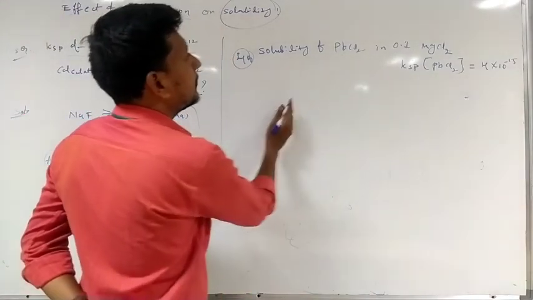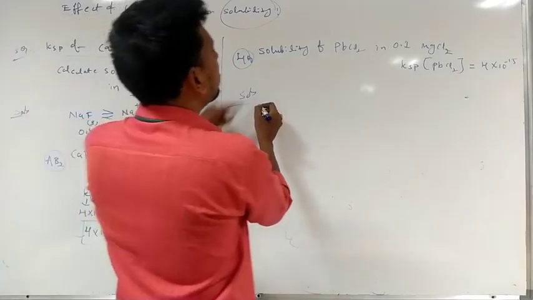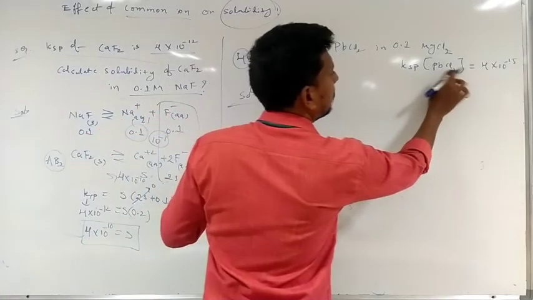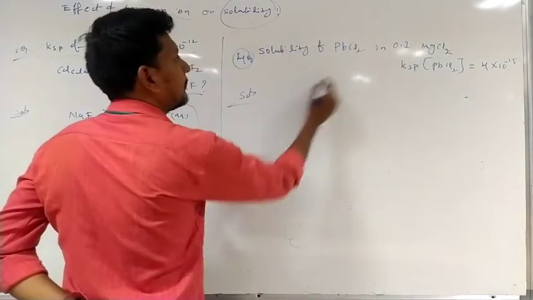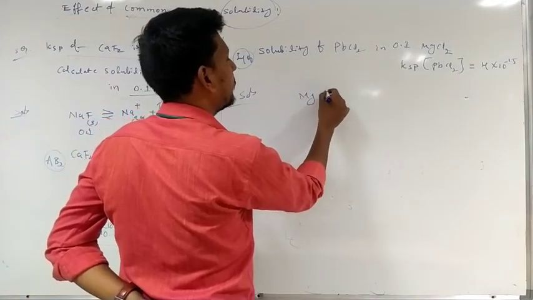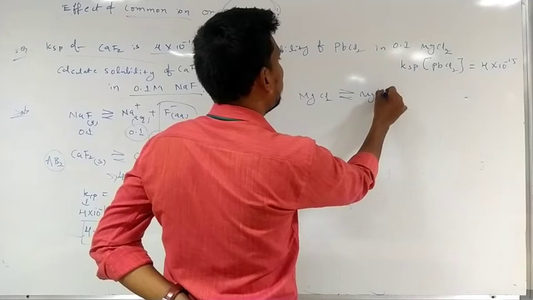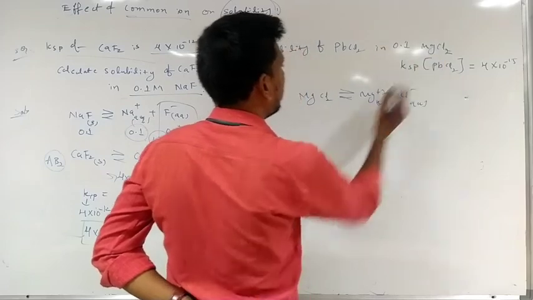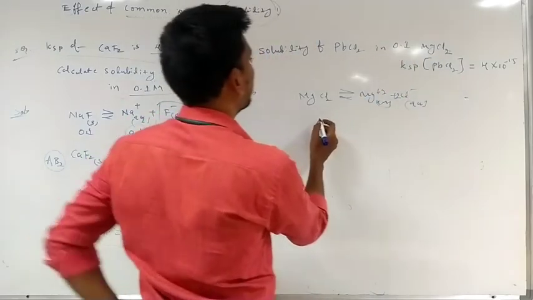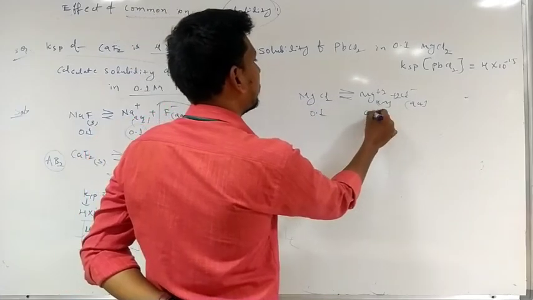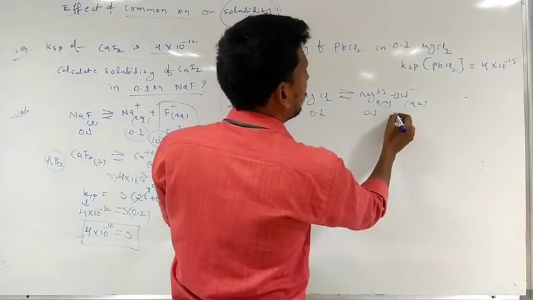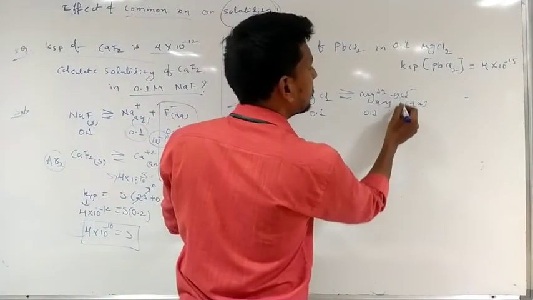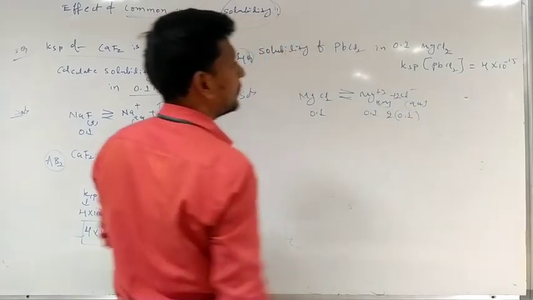The next problem: solubility of PbCl2 in 0.1 M MgCl2. The Ksp of PbCl2 is given to us. First of all, I am writing the MgCl2 equilibrium with Mg2+ plus 2Cl-, both aqueous. Here MgCl2 is 0.1 M, so it dissolves to produce 0.1 M Mg2+, and 2Cl- means 2 moles, so 0.2 M.